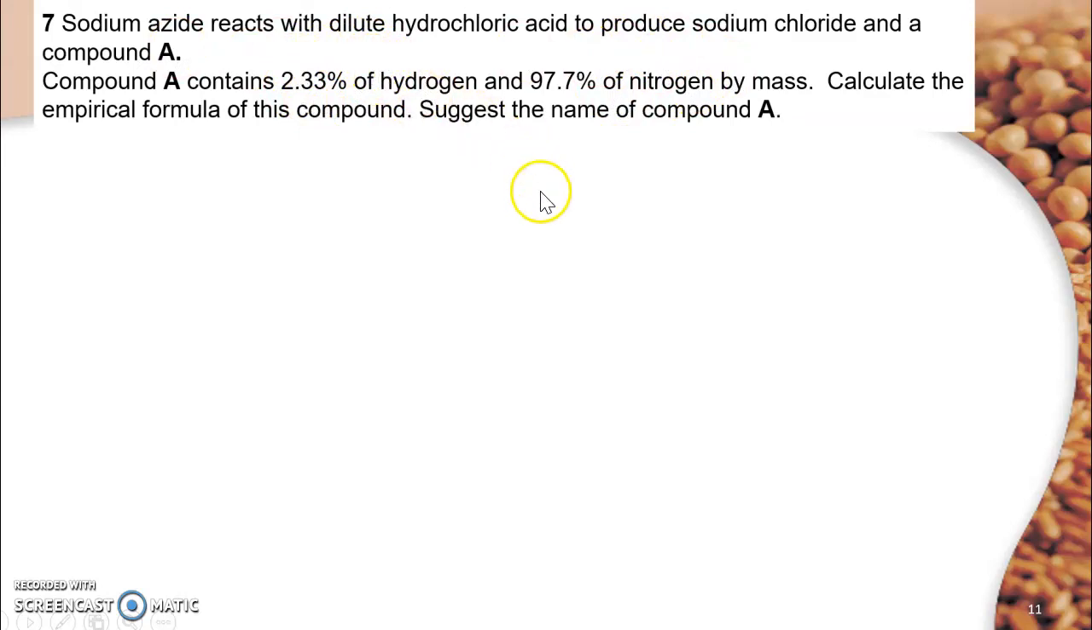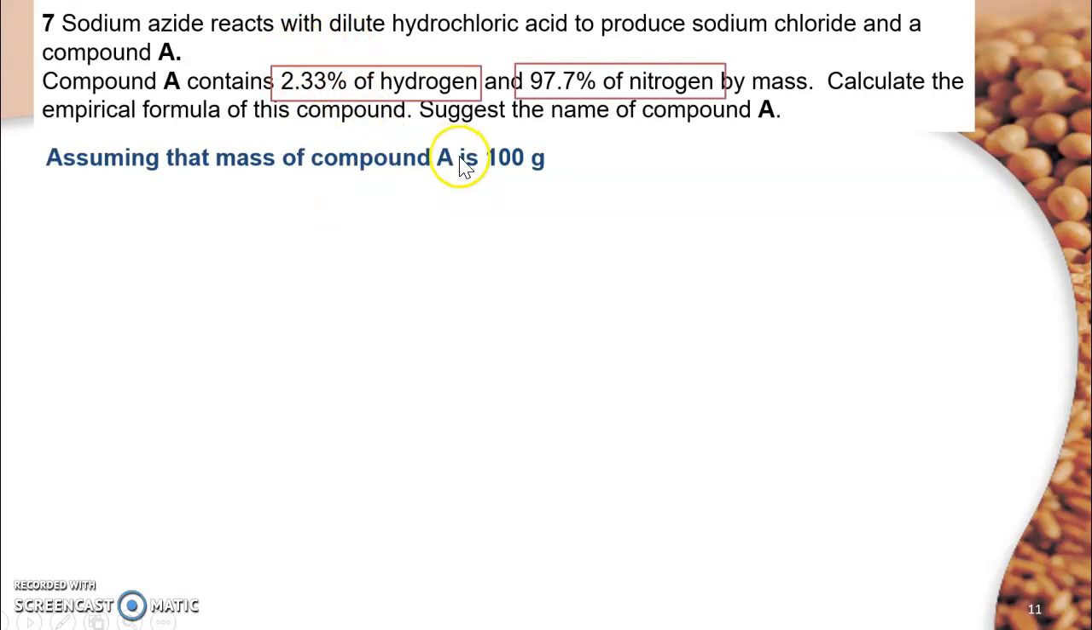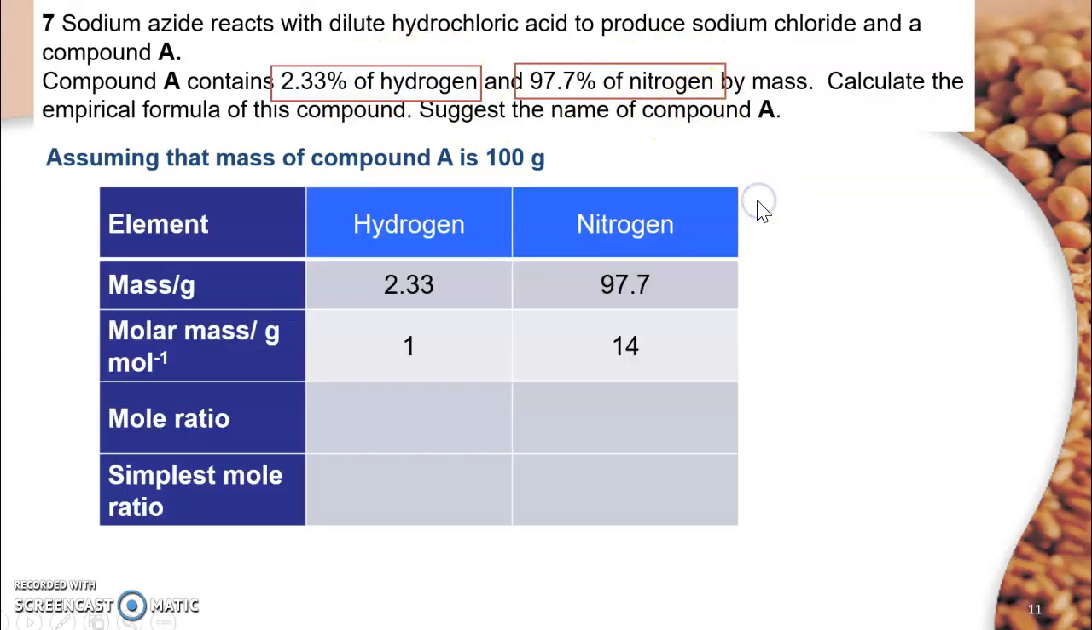So how do I go about doing it? In case you are not too sure, percentage mass refers to the amount of element that is present in a compound. So whenever you get a percentage, you can first assume that the mass of compound A is 100 grams. If compound A is 100 grams, think about it: what is the mass of hydrogen, and what is the mass of nitrogen that is present? You should have worked out that the mass of hydrogen is 2.33 and the mass of nitrogen is 97.7. Similarly, work out using the same table. You should be able to work out the mole ratio and also the simplest mole ratio.